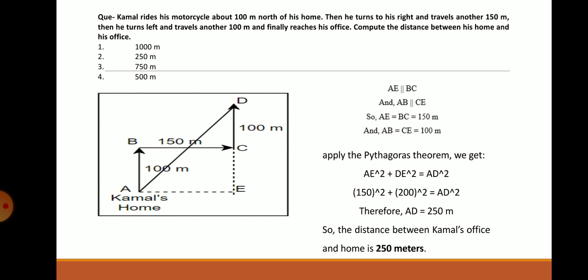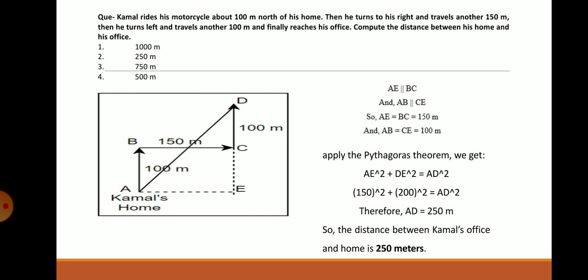Now at point D it is said that finally he reaches his office. That means D is his office. So from A to D you have to calculate the distance. Join a small line from A to D and you need to calculate this distance AD. How to calculate the distance AD? For that purpose, join one dotted line from D to E, similarly A to E, and you will get one large triangle AED.